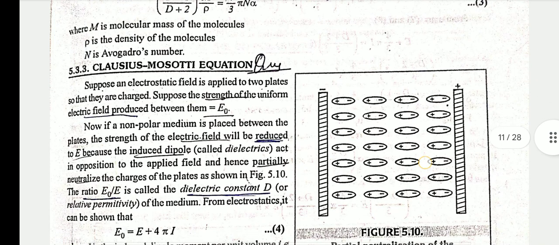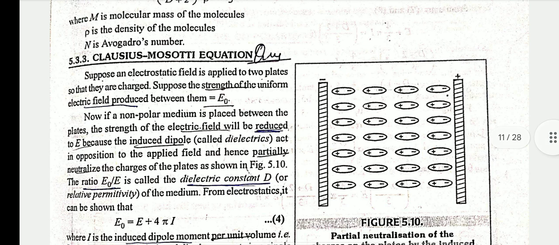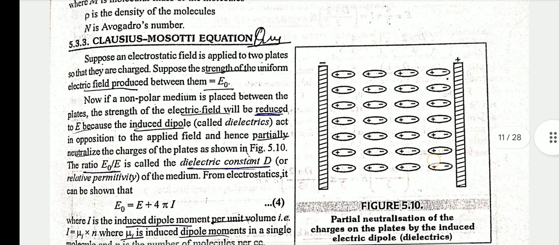Clausius-Mossotti equation. Suppose an electrostatic field is applied to two plates so that they are charged. Suppose the strength of the uniform electric field produced between them is E naught.